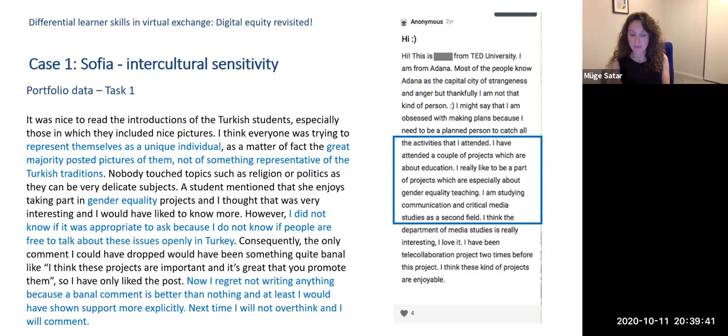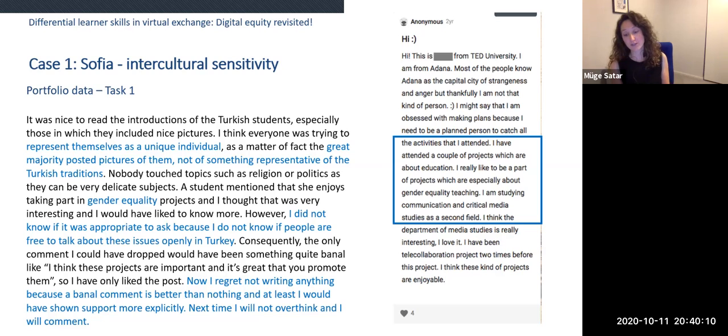So on this slide, you'll see Sophia's reflections after the first individual task of introducing herself on Padlet. She reflects on her ability to interpret introductory posts of other virtual exchange participants as unique individuals, rather than relating others' identities to their national cultural divisions. She also demonstrates her sensitivity to acceptable and unacceptable topics for discussion within the sociocultural context of the Turkish partners.